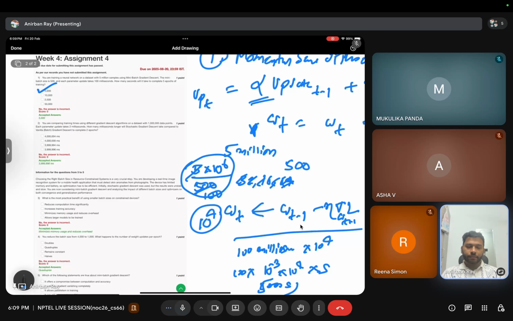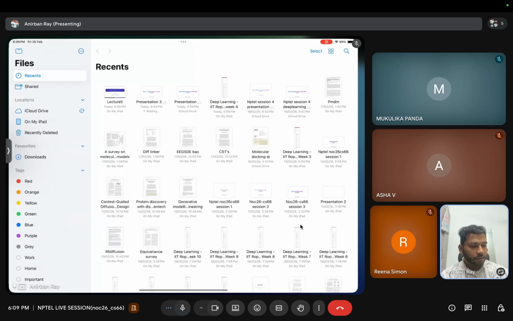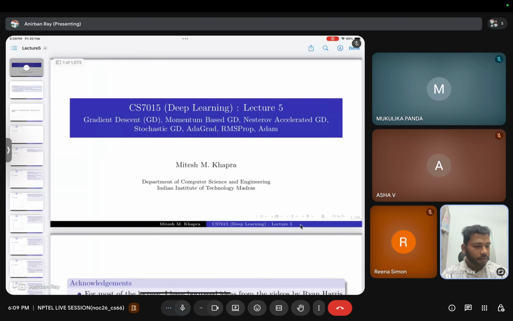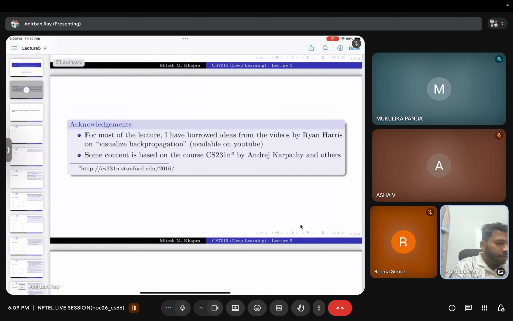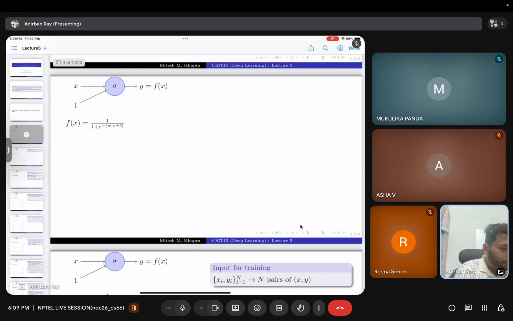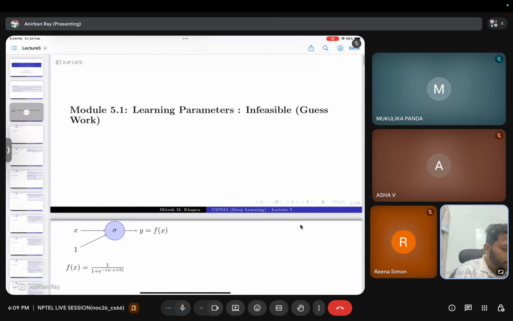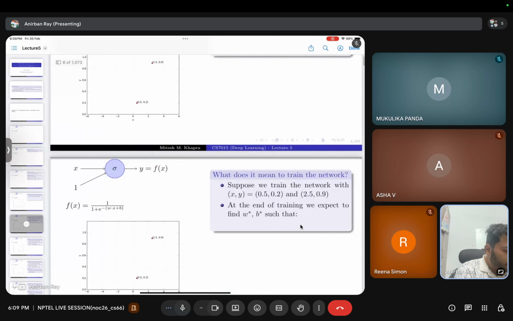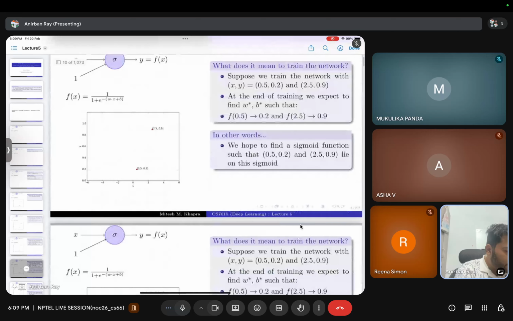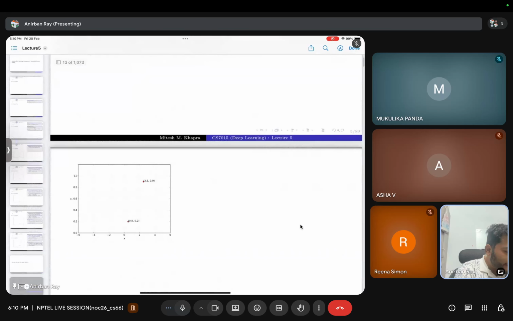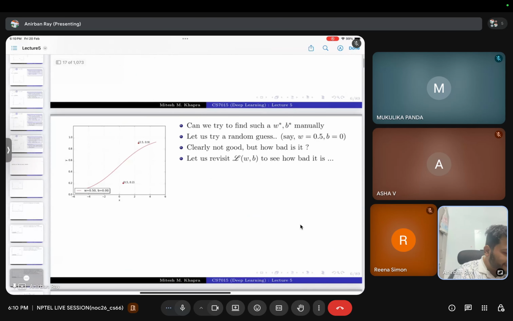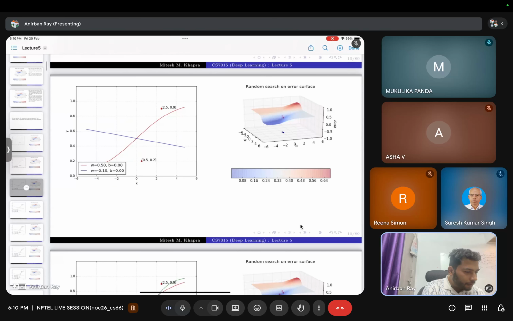No doubts, right? Okay, we'll see the notes as well here, just to get things crystal clear. This is the back propagation part.